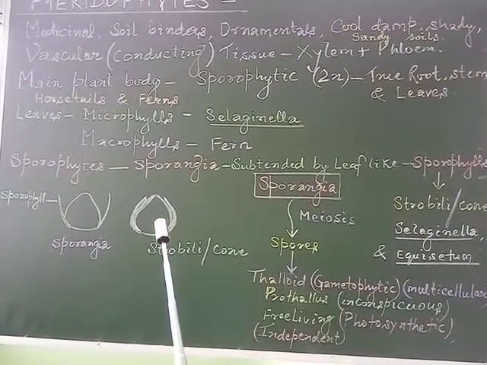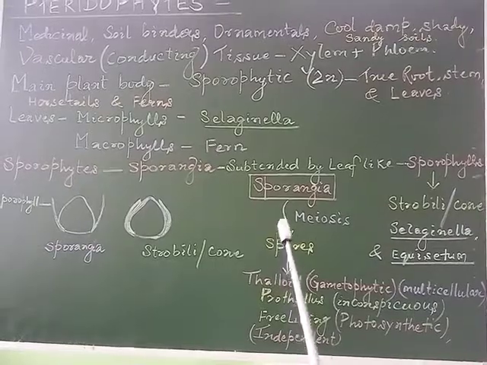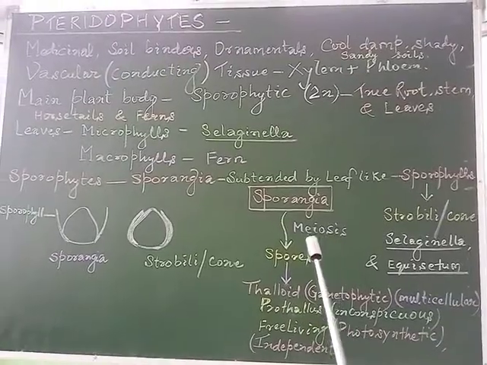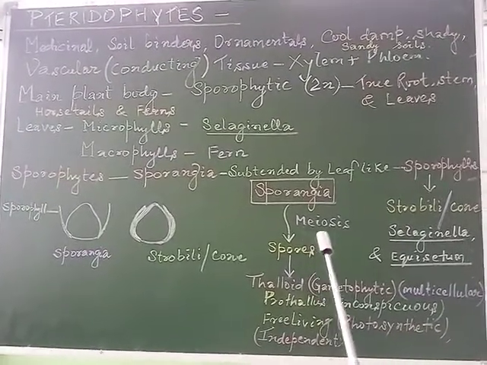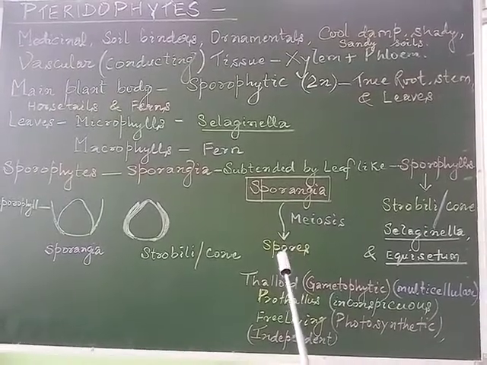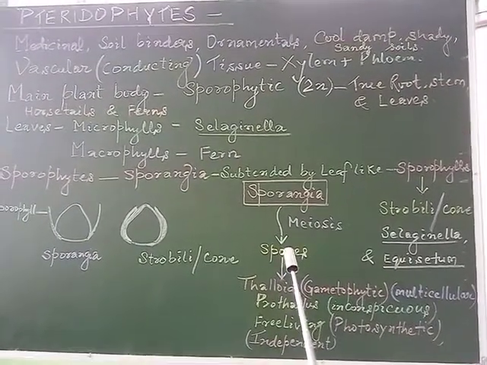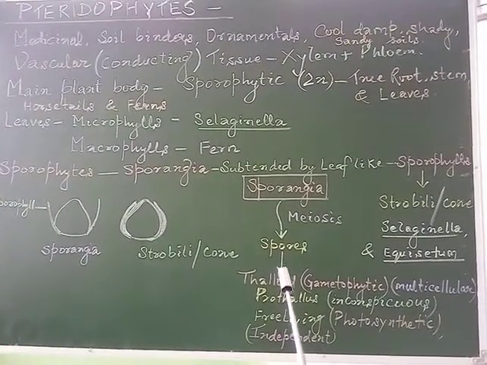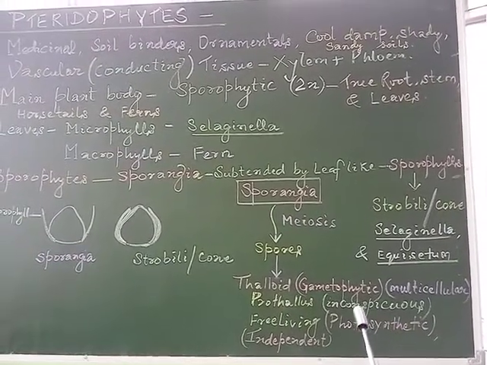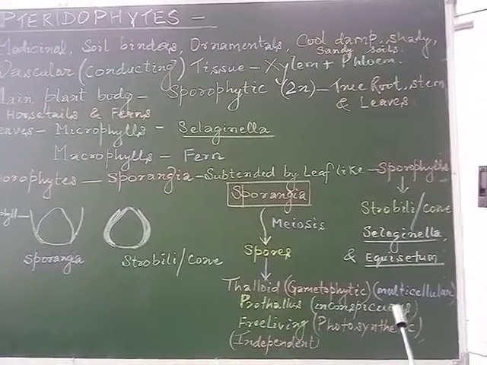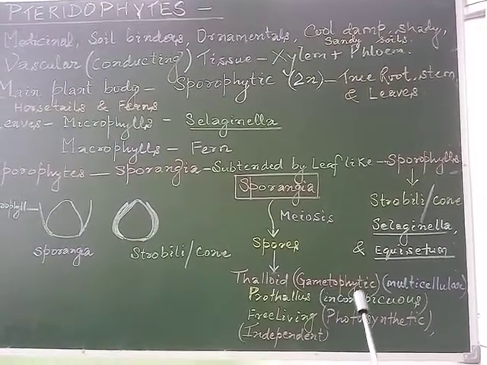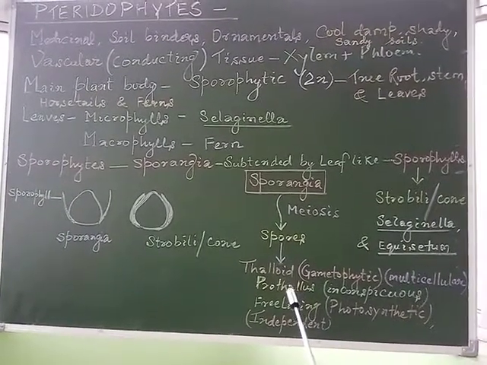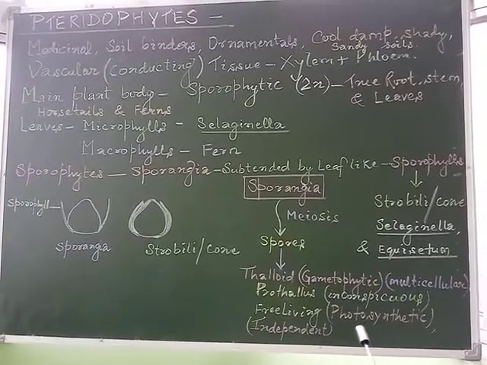So these sporangia form spores. As the plant is diploid in nature, it has to make it haploid. So through the reductional or meiotic division, the spores are formed, and these spores germinate to give rise to inconspicuous small multicellular structures in the gametophytic phase, thalloid in nature, free living, as well as photosynthetic.